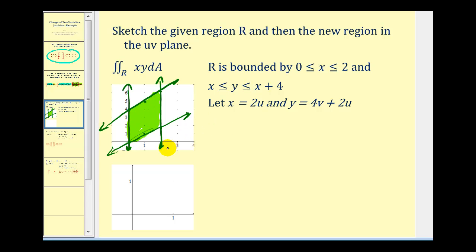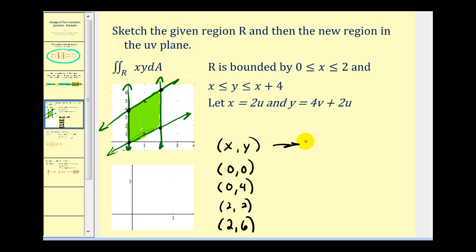And now we're going to redefine the integrating region based upon x equals 2u and y equals 4v plus 2u. So let's go ahead and list the vertices of this region in terms of x and y. So we have the origin, (0, 0). Then we have (0, 4). Then we have (2, 2). And then we have (2, 6).